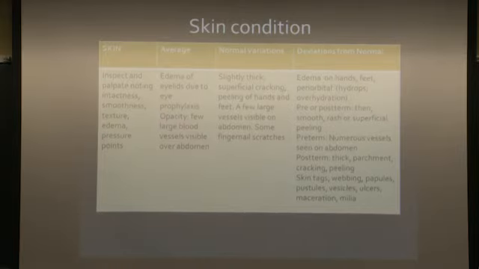Deviations from normal include edema in the hands, feet, periorbital hydrops, overhydration, pre- or post-term infants, then smooth or rash or superficial peeling. For preterm infants, numerous vessels are seen on the abdomen, and post-term, you'll see thick parchment cracking and peeling. You can see skin tags, webbing, papules, pustules, vesicles, ulcers, maceration, and milia.